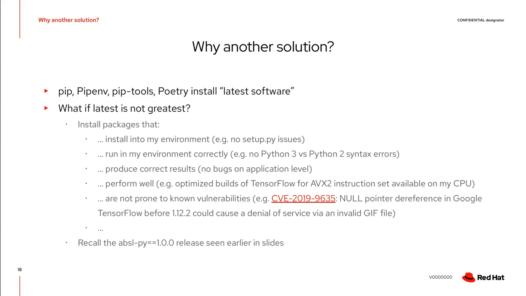So if we are running TensorFlow computations, and we have the AVX2 instruction set available on our CPU, we want to install TensorFlow that is optimized for our CPU with the AVX2 instruction set. That's one example. And at the same time, we want to install software that is not prone to known vulnerabilities, CVEs being one example. If I'm running some production components, I would like to be sure that it's not vulnerable and it's secure to run it.